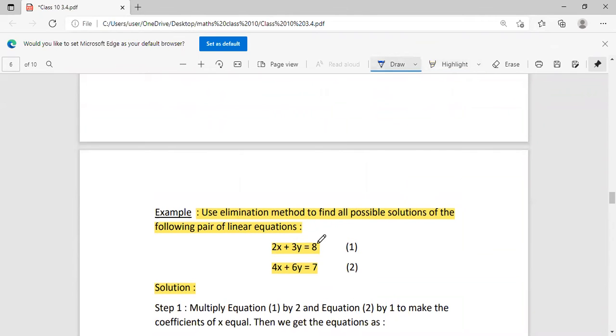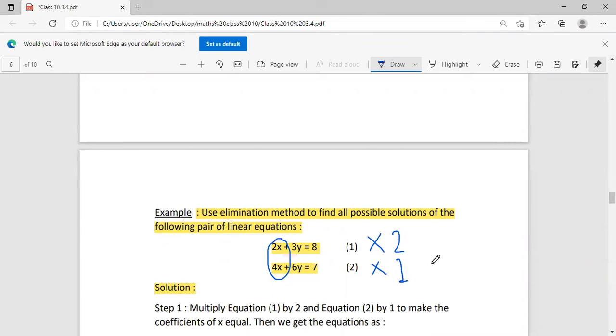Now look at equations 1 and 2. Here we are going to remove the variable x, either x or y, whatever be the case. Our aim is to remove the variable x. In order to do that, you can easily say what should be the number multiplied by each equation. Equation 1 we can multiply by 2 and equation 2 we can multiply by 1.